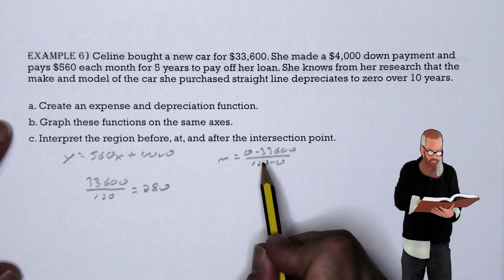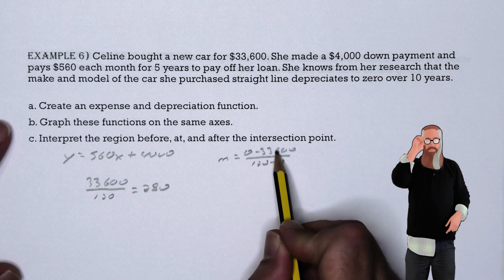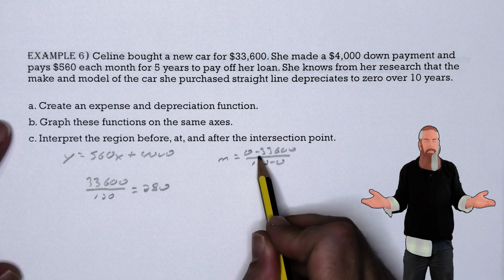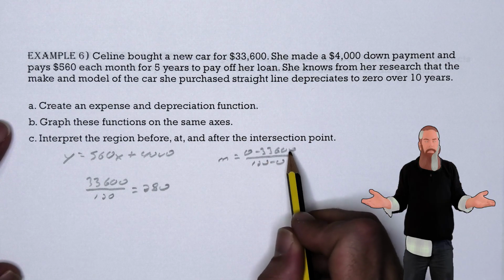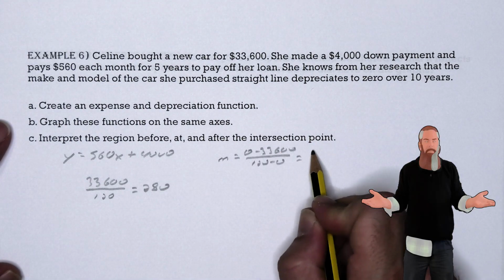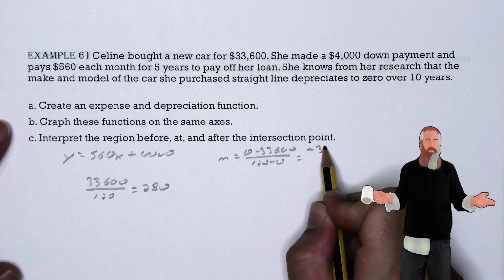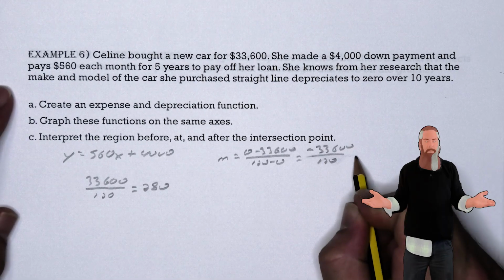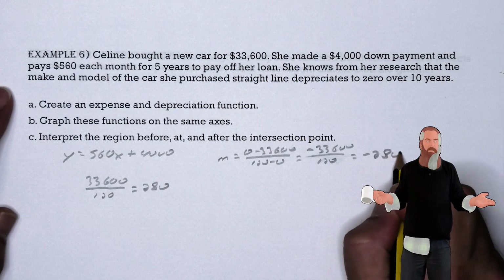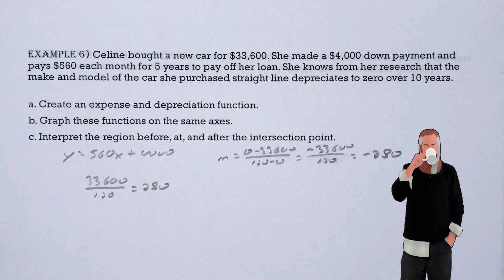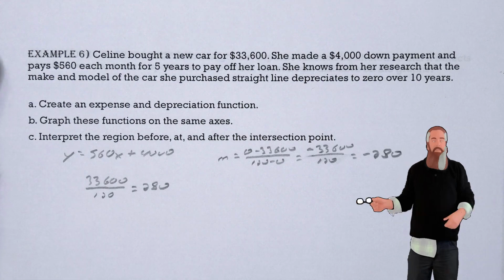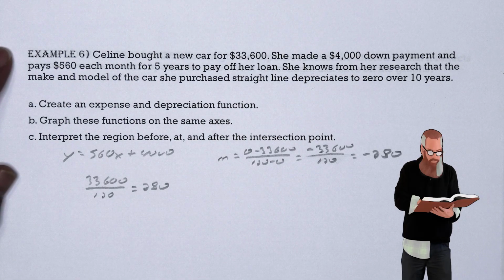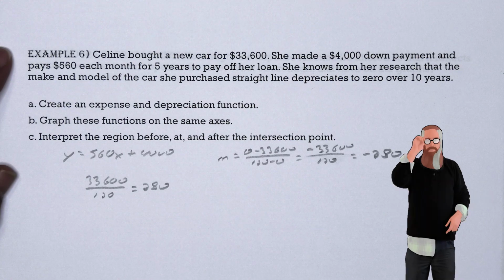This means we're looking at our y sub 1 minus y sub 2 over x sub 2 minus x sub 1, or 0 minus 33,600 over 120 minus 0, giving us a negative 33,600 over 120, which gives us a negative 280. The slope of the depreciation equation is a negative 280. Notice that the slope is the negative of the monthly depreciation amount.